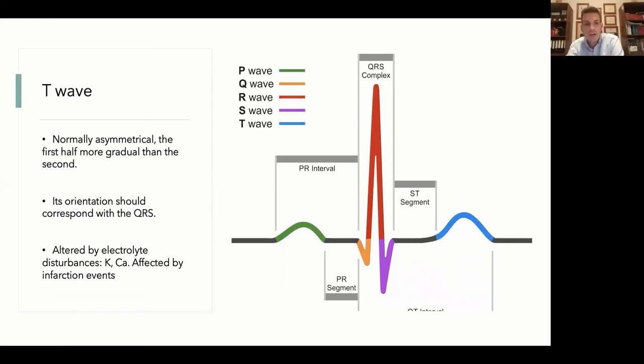Now, as we said before, a T wave. A T wave is usually asymmetrical. As I told you before, the first half is more gradual than the second part, and its orientation should actually follow the orientation of the QRS. Keep in mind that it's part of the ventricular repolarization, and it's usually altered by electrolyte disturbances such as potassium and calcium, and it's also affected by infarction events.